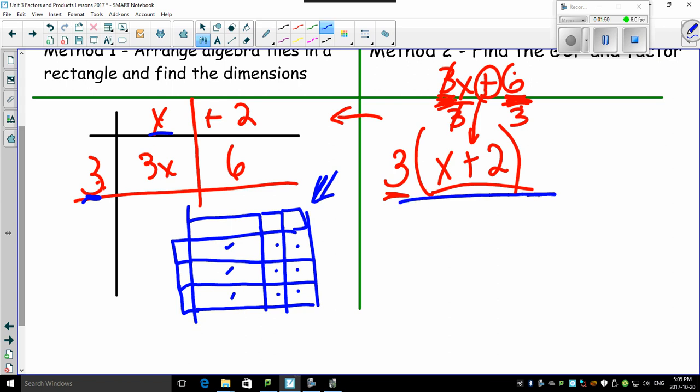So somebody says you have to show the actual algebra tiles. Factor first. Do this first, which I think is a lot easier, and then go back and show this, which then becomes a walk in the park.